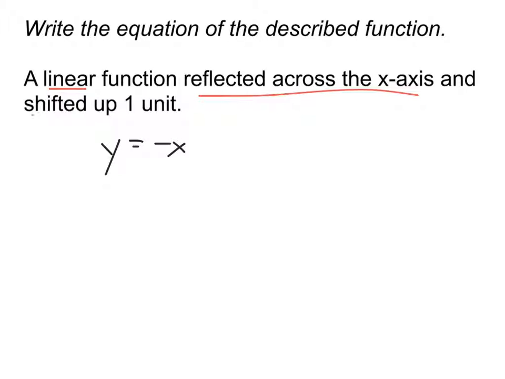And then the last thing, shifted up 1 unit. So that means having a +1 hanging on the end. Notice the reflection does not change the up-down sign. Up is still plus. So this is it. This is your final answer. This is what it should be looking like. No parentheses or anything like that here.